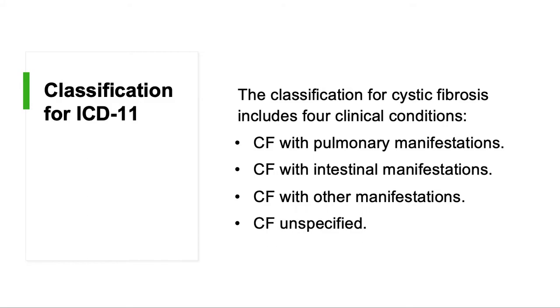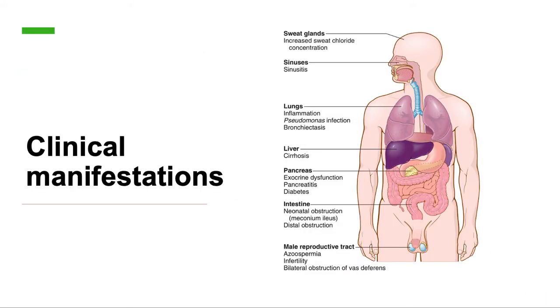All officially recognized medical diagnoses are categorized in the International Classification of Diseases published by WHO, the World Health Organization. The classification for cystic fibrosis is subdivided into 4 parts: cystic fibrosis with pulmonary manifestations, cystic fibrosis with intestinal manifestations, cystic fibrosis with other manifestations, and unspecified cystic fibrosis. Even classic cystic fibrosis can present with a multitude of manifestations.